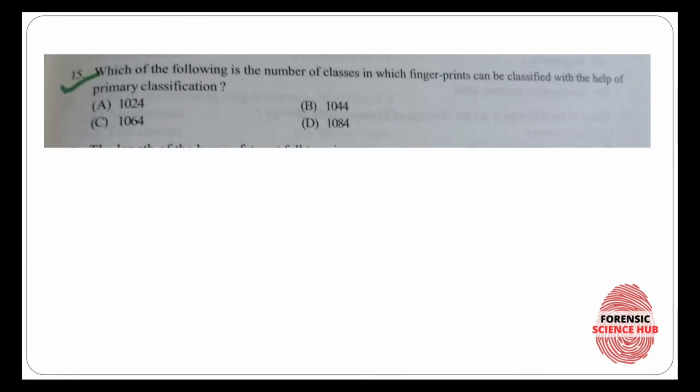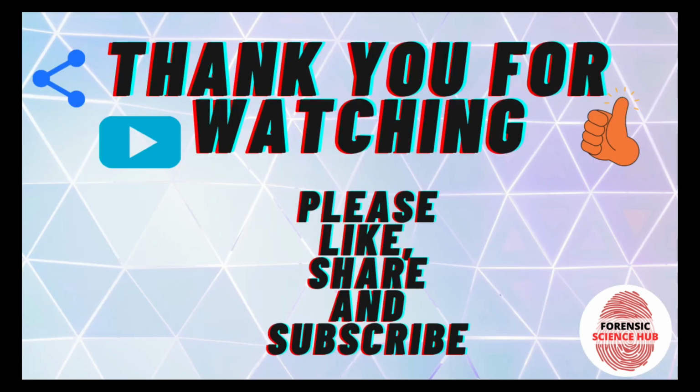Alright. Now the last question, which of the following is the number of classes in which fingerprints can be classified with the help of primary classification? So the correct answer to this one is 1024. That is option A. So I hope that you understood the primary classification given by Henry.